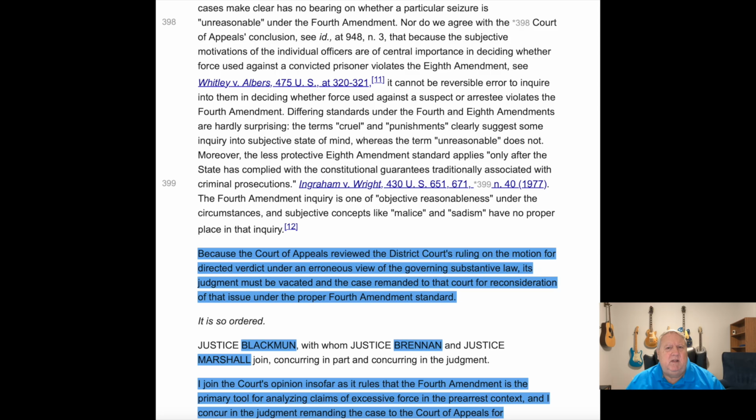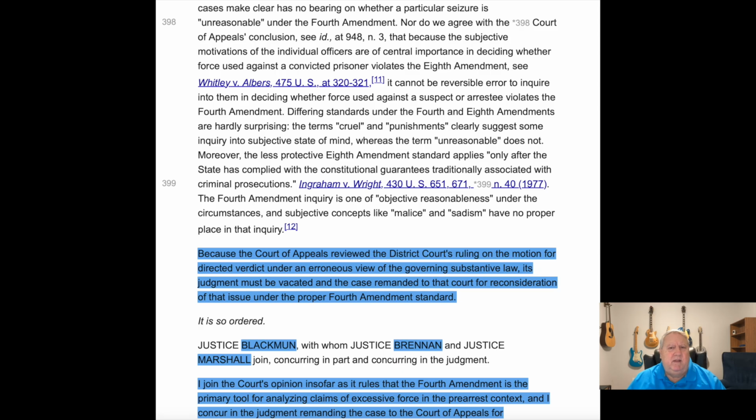Moreover, the less protective Eighth Amendment standard applies only after the state has complied with the constitutional guarantees traditionally associated with criminal prosecutions. The Fourth Amendment inquiry is one of objective reasonableness under the circumstances, and subjective concepts like malice and sadism have no proper place in that inquiry. Because the Court of Appeals reviewed the district court's ruling on the motion for a directed verdict under an erroneous view of the governing substantive law, its judgment must be vacated and the case remanded to that court for reconsideration of that issue under the proper Fourth Amendment standard.